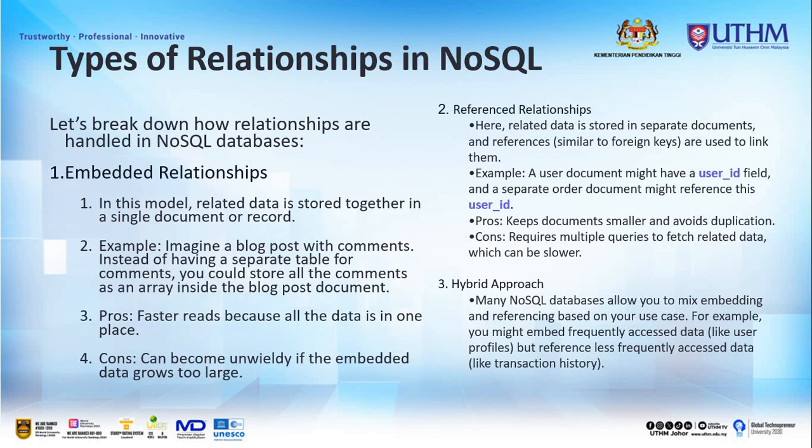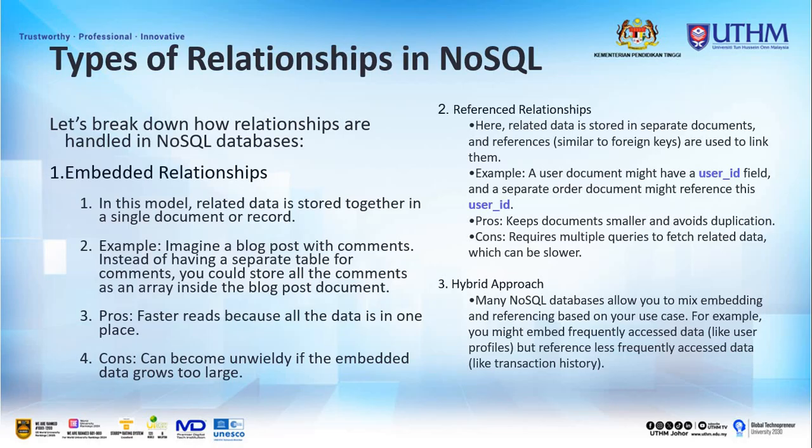Second relationship is a reference relationship. Here the related data is stored in a separate document, and references similar to foreign keys are used to link them. Example, a user document might have a user ID field, and a separate order document might have a reference to this user ID that has been created previously. The pro is it keeps documents smaller and avoids duplication, and the con is it requires multiple queries to fetch related data, which can be slower.